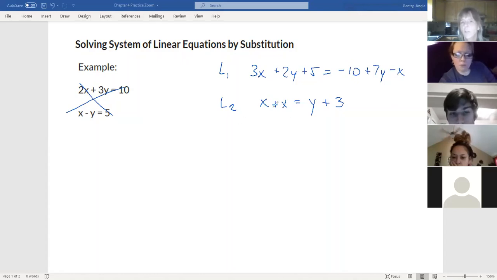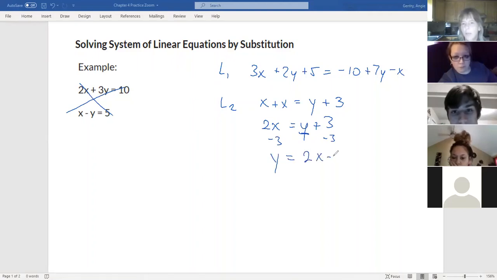Line 2, x plus x is 2x, yes? Do we all agree that I could isolate this y? That's the easiest thing I could do to isolate a variable. So I'm going to isolate this y by getting rid of that 3, yes? So I have y equals 2x minus 3. And again, you can do this 5 different ways. You really can. It's just that's what I choose to do, the easiest thing that I can possibly figure out.